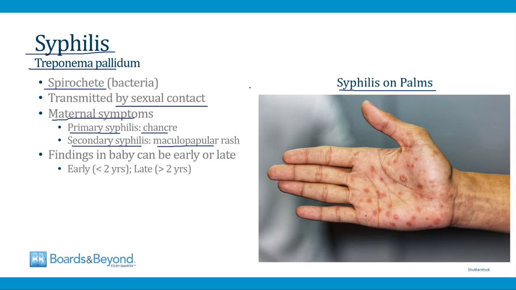Syphilis is very rare in the modern era, but years ago, when there was no treatment for syphilis, lots of women had chronic infection. And when they became pregnant, they would give birth to children who had congenital syphilis. The findings in the baby in congenital syphilis were divided into those that occurred early, before 2 years, and those that occurred later as the child developed.